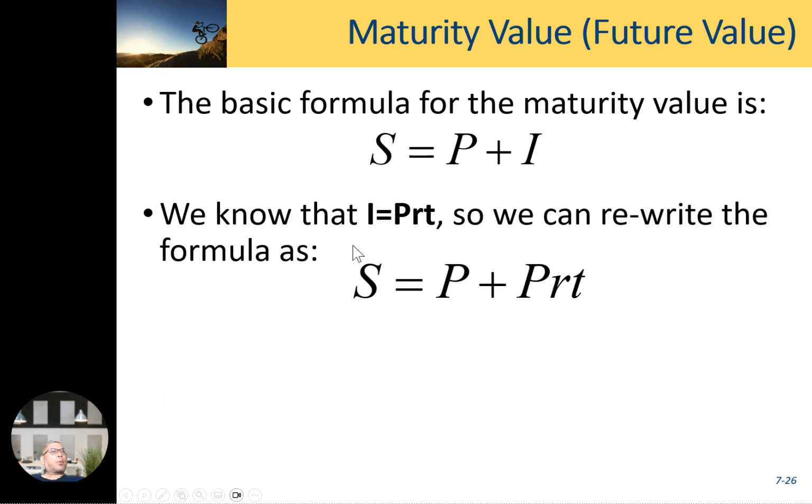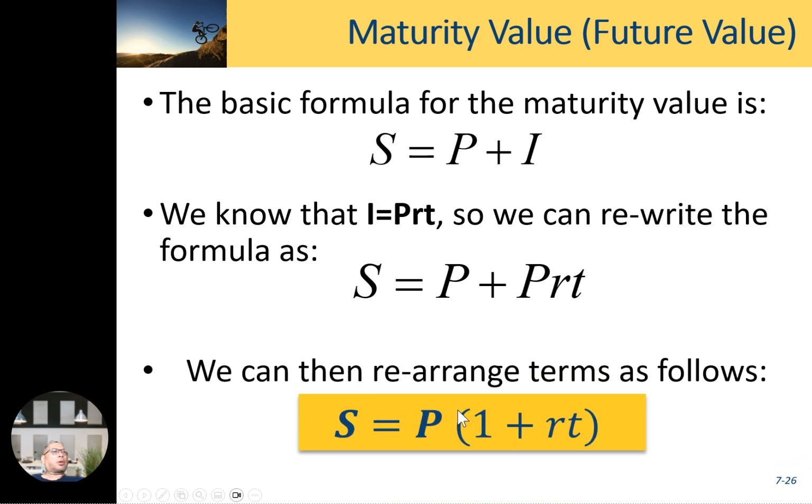We know that I equals P R T, so we can write the formula like this: S equals P plus P R T. When you do that, we're going to combine it: S equals P in brackets, 1 plus R T.